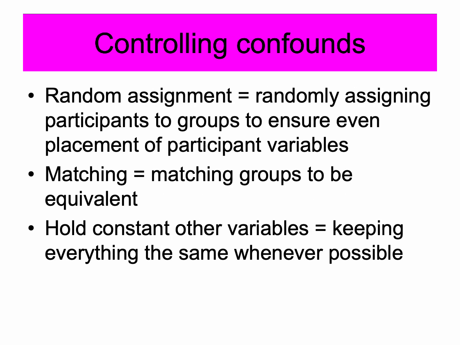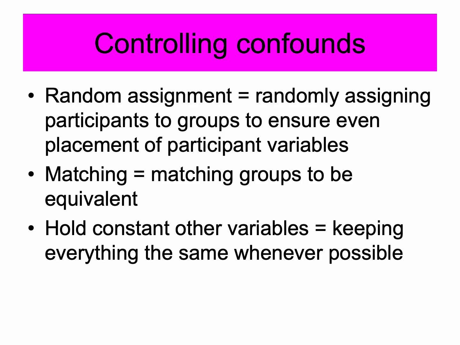So circling back around to confounds, right? One of the confounds that can be really problematic is a lack of random assignment. So when we say random assignment, what we're doing is randomly assigning participants to groups to make sure that there's even placement of participant variables. So if you remember back, we were just talking about participant variables. These are things that we can't change. It could be gender, it could be IQ. I mean, there are a number of things that people differ on individually.